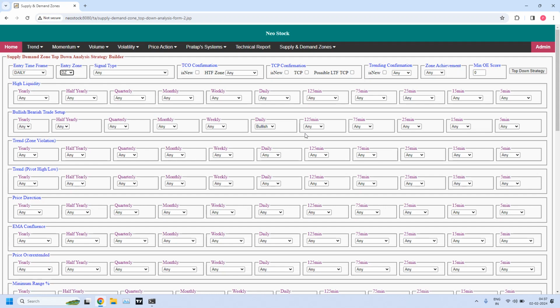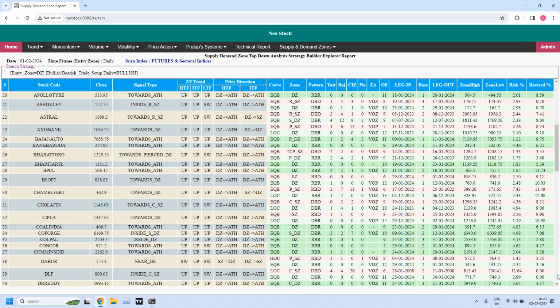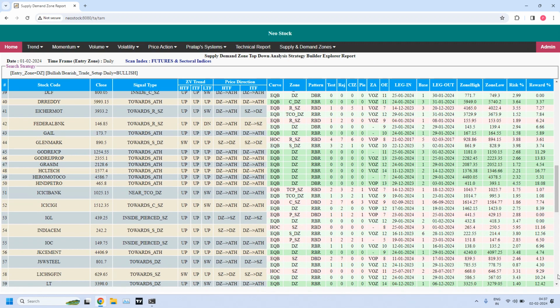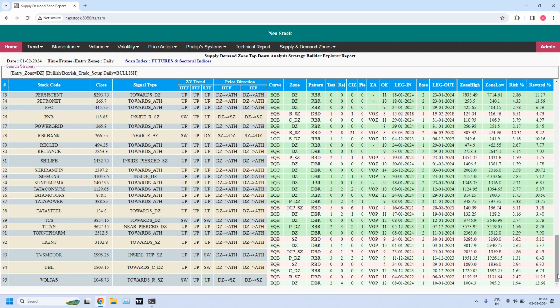Now let us generate the stocks. This is MIT stocks, that is as per monthly income trade, but LTF time frame is daily. We are selecting bullish trade setup. So let me click on this top-down strategy button. See the number of stocks it is displayed, over 90 plus stocks. Let me scroll down. Any stock you want to refer, you can pause the video. The total 95 stocks are filtered.